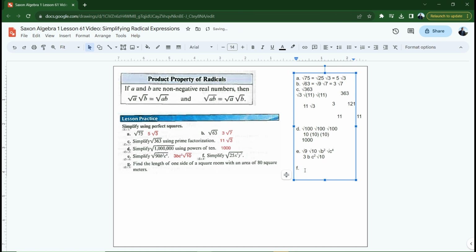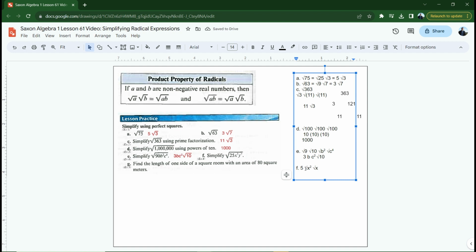All right, in letter F, we have the square root of 25 x cubed y to the 7th. This is a little blurry, but it's x cubed y to the 7th. Well, I could just do the square root of 25. That becomes 5. Square root of x cubed is the same thing as the square root of x squared times the square root of x. Why would I do that? Let's just take a look at what this looks like when I'm done. There's the square root of x squared times the square root of x.